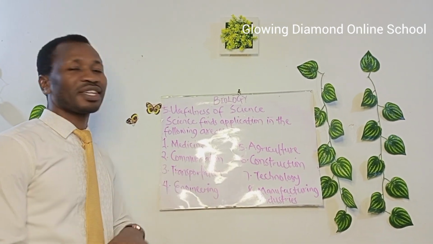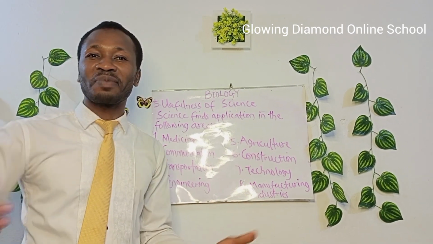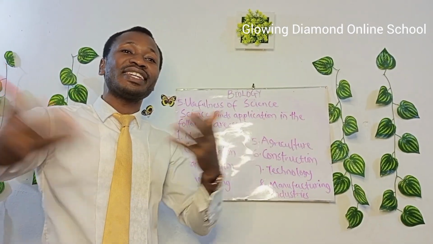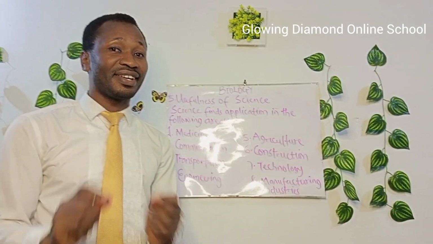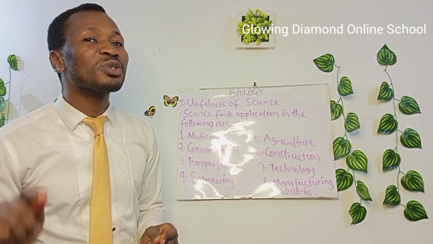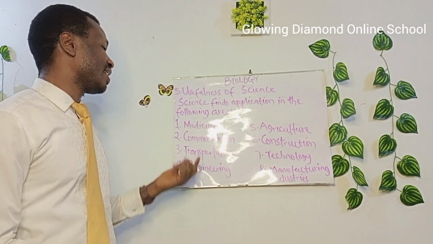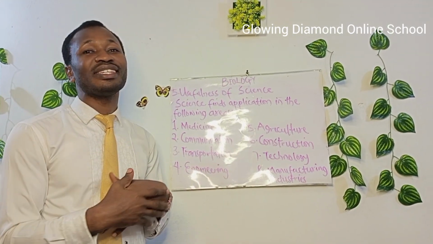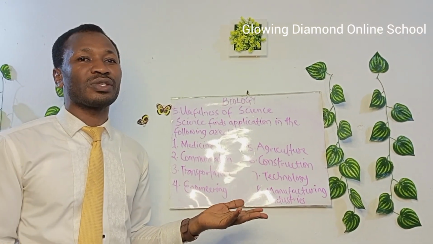Number two, communication. You see how we communicate freely today. Somebody will be in America and that person can easily communicate with someone who is in Nigeria. That is made possible through the knowledge of science. And then number three, transportation. It's easy to transport ourselves from one place to the other these days.